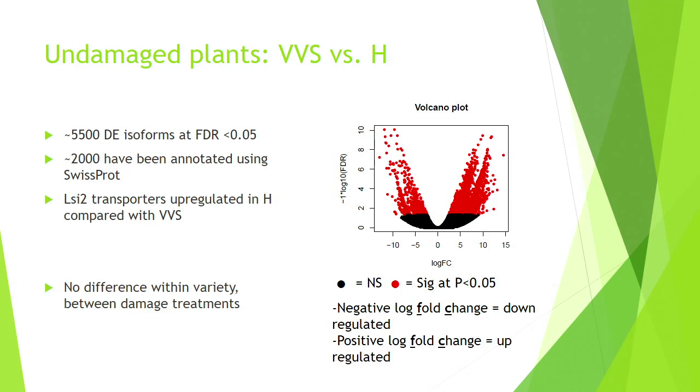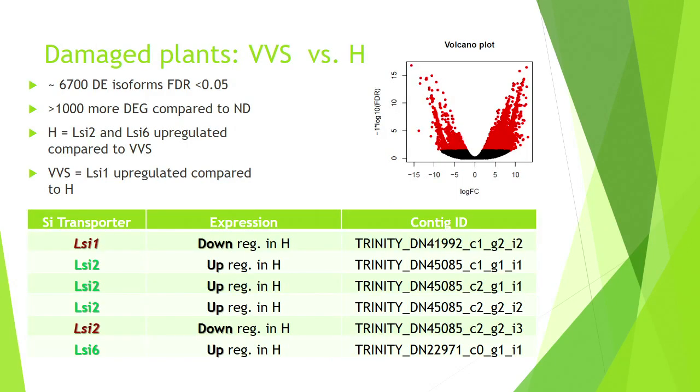So in the undamaged plants, I found that LSI2, which is the active silicon transporter, showed higher expression in the harsh variety compared to the soft variety. So this might explain why, without any damage, it has more silicon compared to the softer variety. When I looked within a variety between treatments, within the soft variety there was no difference between the damaged and undamaged plants in terms of the silicon transporters, and that was the same for the harsh variety.